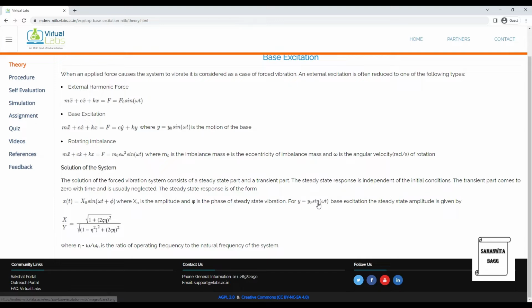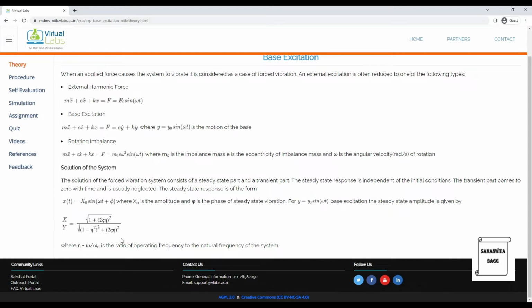For base excitation y is y naught sine omega t, the steady state amplitude is given by this formula. x upon y is equal to root of (1 plus (2 zeta eta) the whole square) upon root of ((1 minus eta square) the whole square plus (2 zeta eta) the whole square). Here zeta stands for damping factor and eta stands for frequency ratio. Eta is omega upon omega n. It is the ratio of operating frequency to the natural frequency of the system.